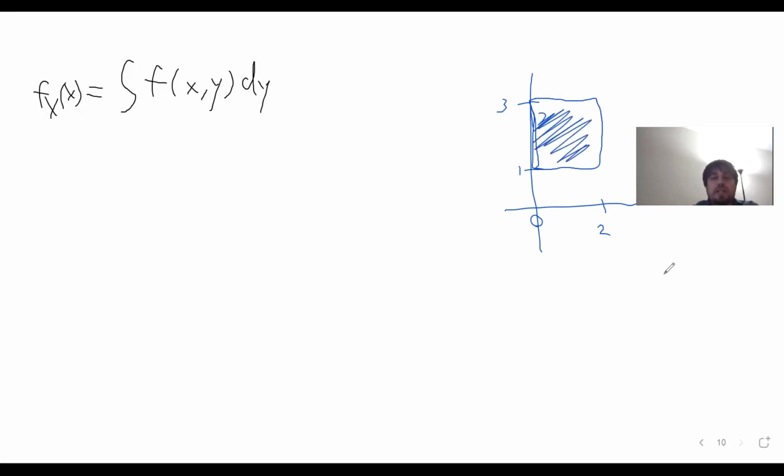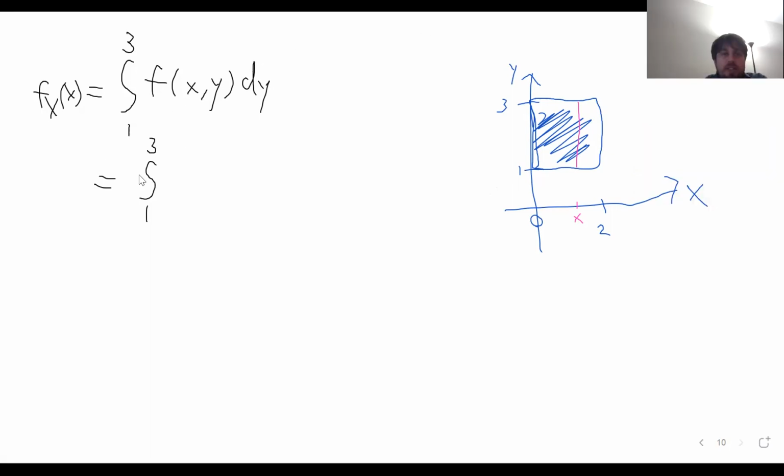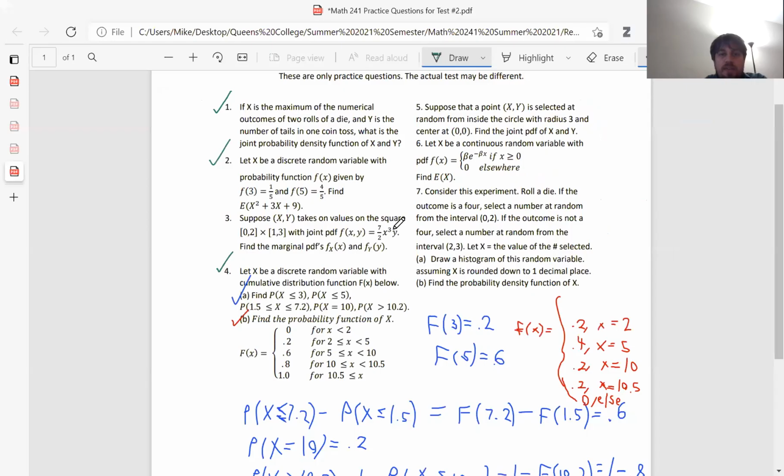Okay, from 0, 2 to 1, 3. So these are x values and these are y values, right? If we're integrating over y, we want to integrate over all y values. So if we fix an x value, then we want to look over all y values. And so the y values range from 1 to 3. And so we're going to integrate from 1 to 3 with respect to y because we're integrating over all y values in this region for a fixed value of x. And so this is equal to the integral from 1 to 3 of the joint, which is 7/2 x cubed y.